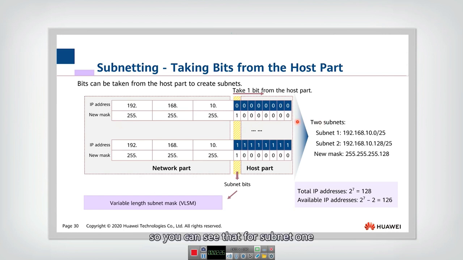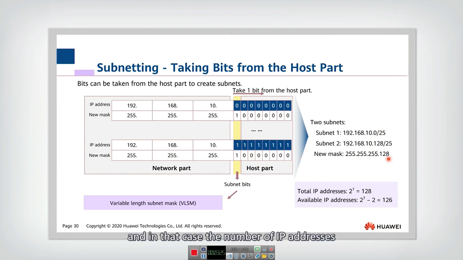So you can see that for subnet 1, the network becomes this address, 192.168.10.0, but the network part is a 25-bit network mask. And for subnet 2, they will start from 10, 1000 until 111111. So for 1000, that should be this IP address, 10.128, and the subnet mask is still 25 bits. So these are the new networks, and both of them have the new mask, which is 25. So this is the new network mask.